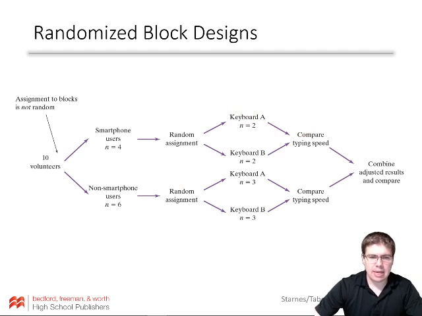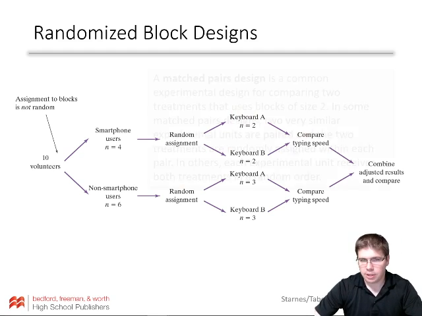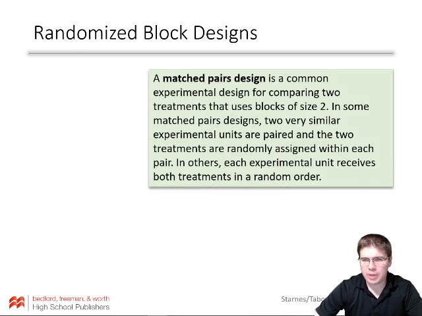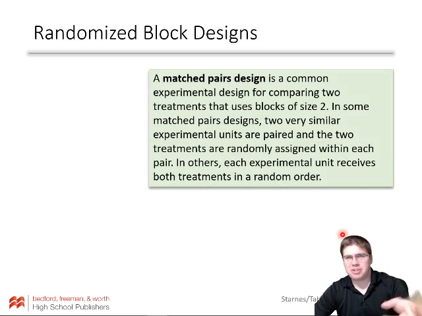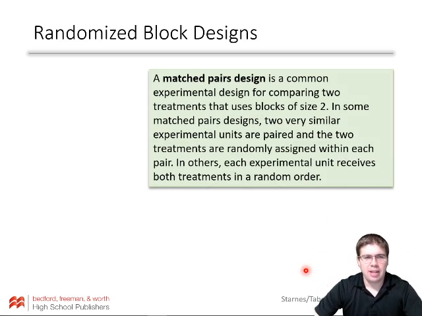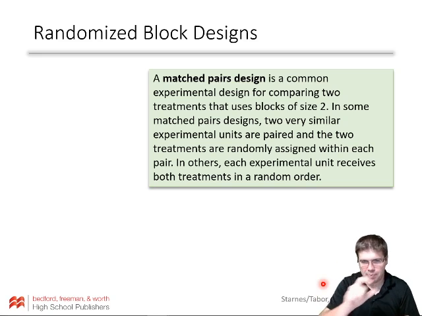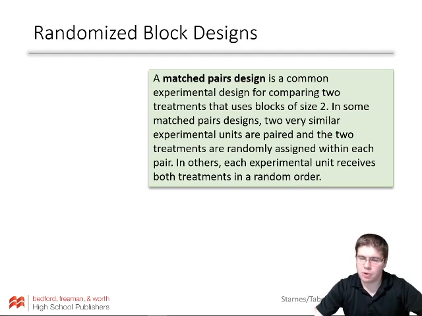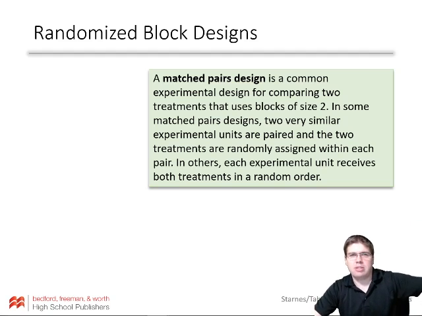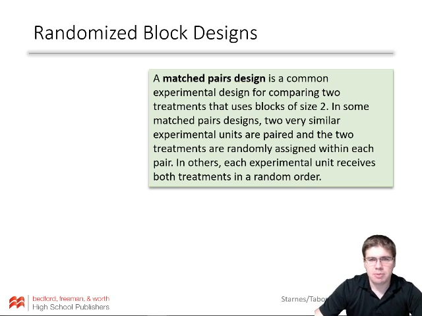If you want to take block design even further, we can go all the way to matched pairs design, or sometimes it can actually be matched like 3s and 4s or whatever. So if you get so tiny in your blocks that they become pairs of individuals, right? Blocks group people by their similarities, so these individuals are similar. So matched pairs design is an experimental design for comparing two treatments that uses blocks of size 2.